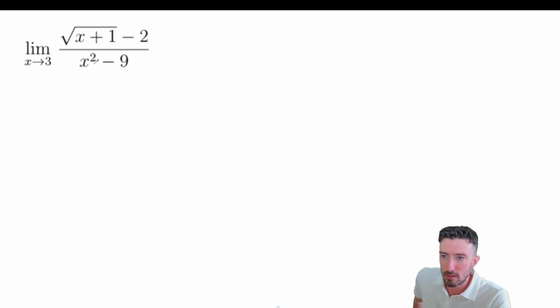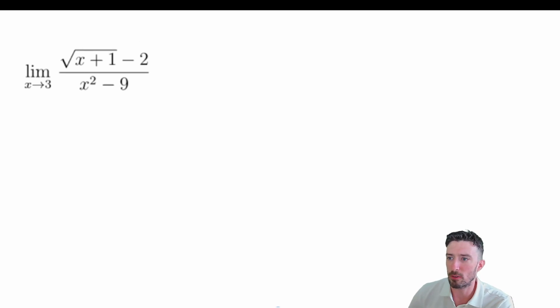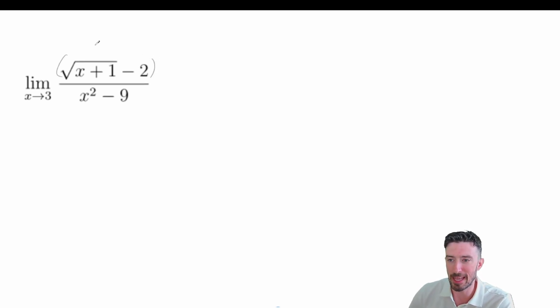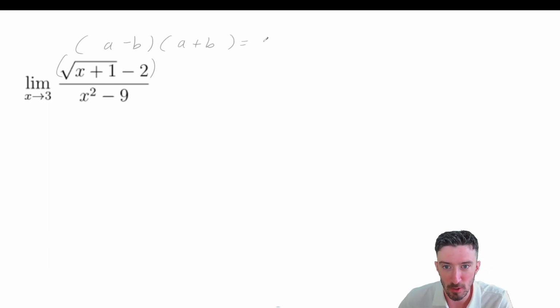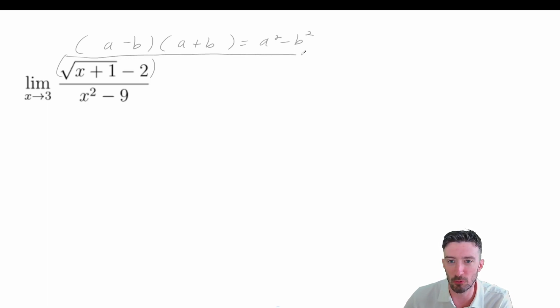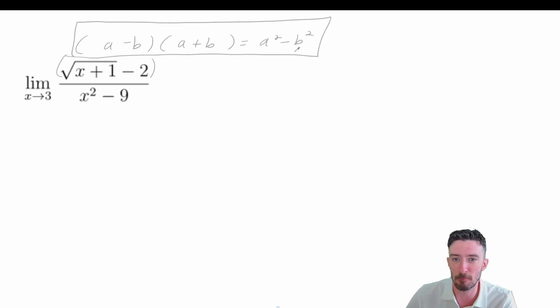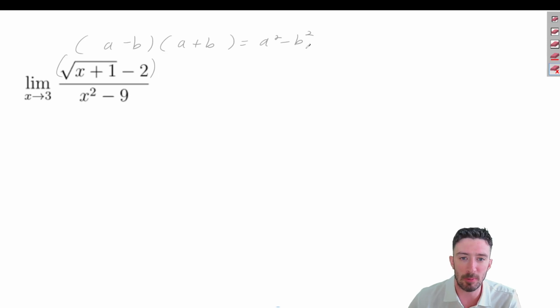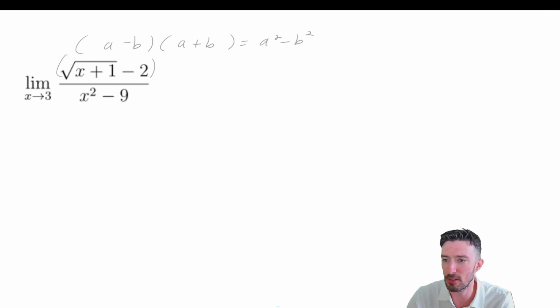Hey, got ourselves another limit problem here. In this case, we want to call upon the ancients for a mystical formula. It's the a minus b times a plus b formula. When you were sleeping in Algebra 1, turns out we talked about this formula, a minus b times a plus b equals a squared minus b squared, sometimes called the difference of squares. All right, so this is going to help us in this problem.